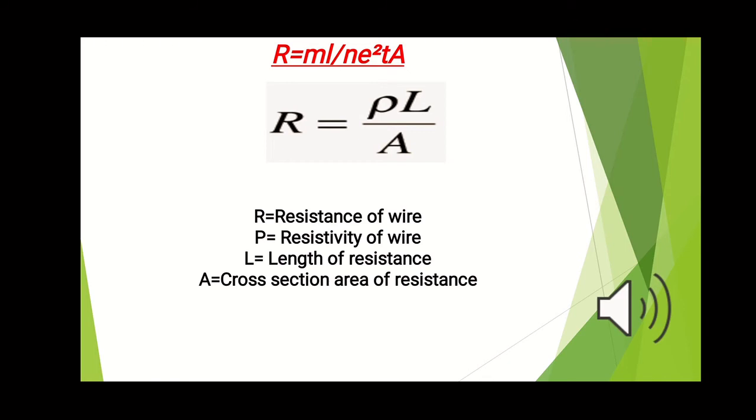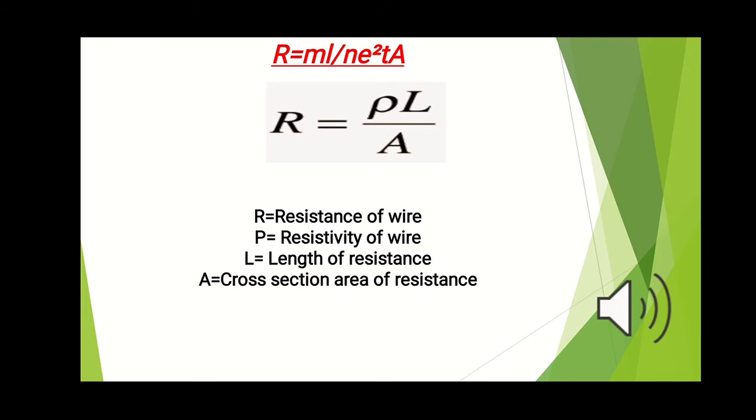So the next part is, I have written it as R is equal to rho L upon A. Okay? So the resistance of a wire depends mainly on three factors. One, it is directly proportional to the length of the wire. So the greater the length of the wire, the more the resistance.